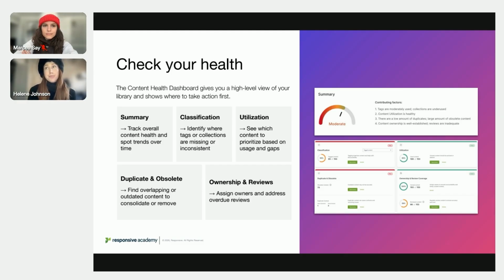It will also help you spot trends over time, which is helpful if you're trying to make improvements from this month to next, or this quarter to next quarter. The next section is called the classification section. This is where you can spot gaps or inconsistency with how your content is organized. We're going to get into this in one of our pillars, but that's that section right there.